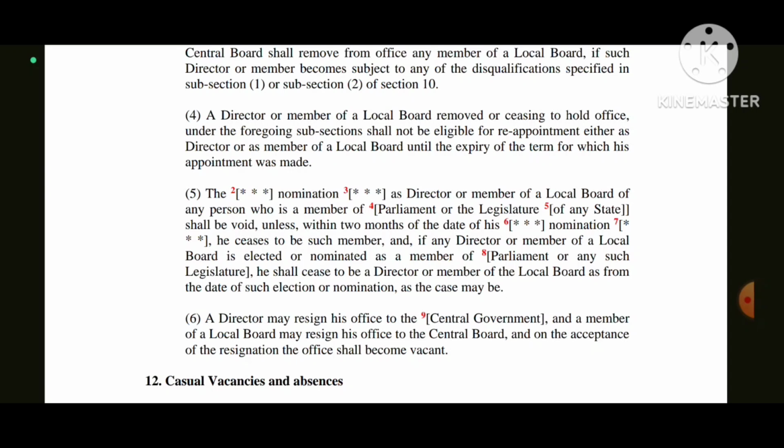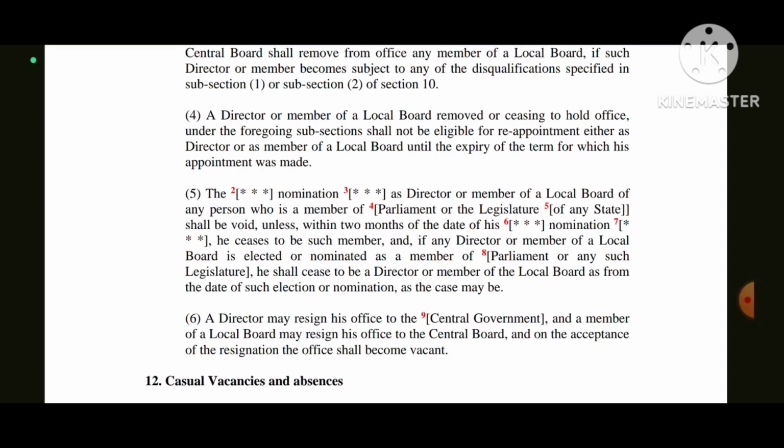So suppose his remaining term is 2 years, and he has been removed as a director or as a member. So in these 2 years he or she cannot be reappointed. Only after the completion of the term can the reappointment be possible.